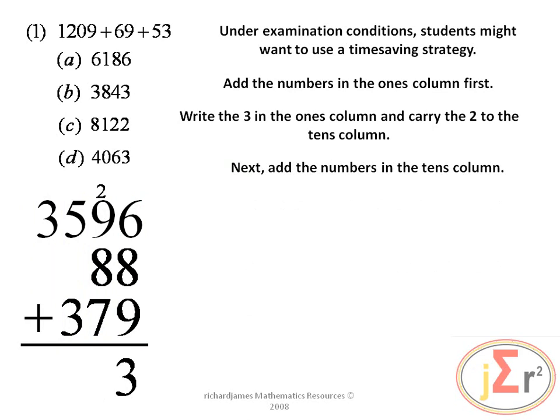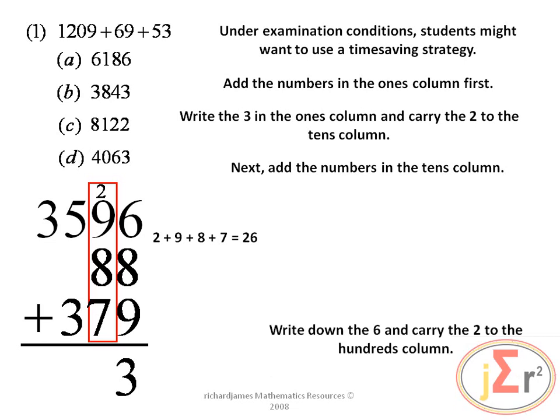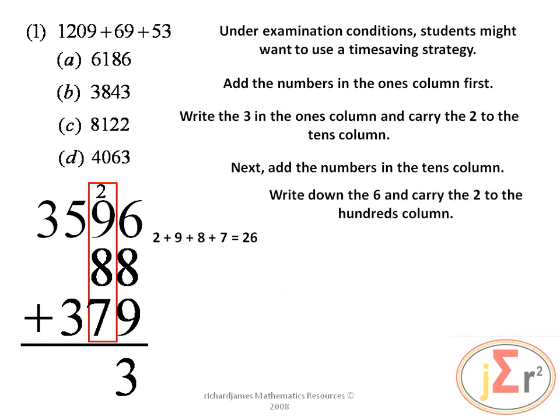Next, add the numbers in the tens column. The same thing we are doing over and over again. So I need to see how quickly we can get this one done. So we are going to add the numbers in the tens column. We have 26. Write down the 6 and carry the 2 to the hundreds column.